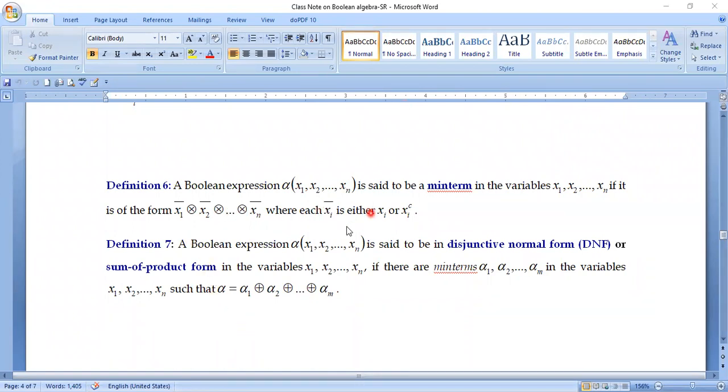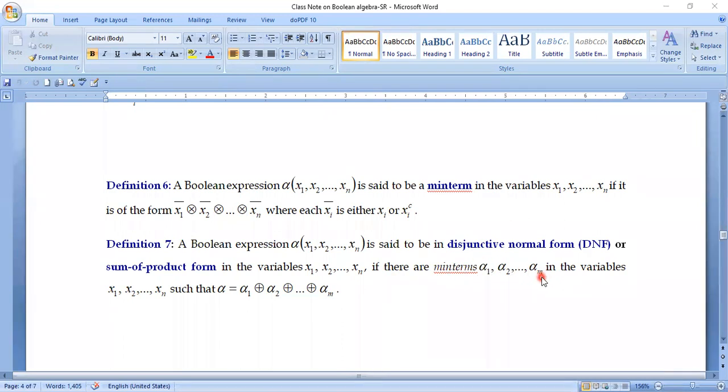With the definition of min term, one important property of Boolean algebra can be defined. The property is written in definition 7. It is saying that a Boolean expression alpha(x1, x2, ..., xn) is said to be a disjunctive normal form, or DNF, or sum of product form, in the variables x1, x2, ..., xn, if there are min terms of the form alpha 1, alpha 2, ..., alpha m.